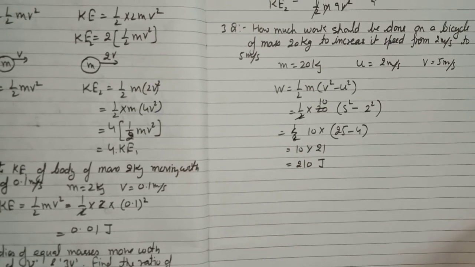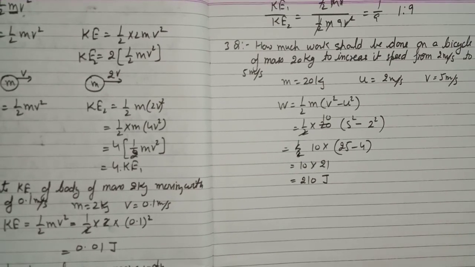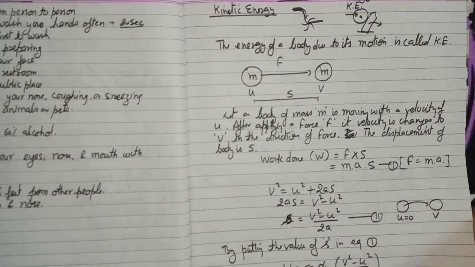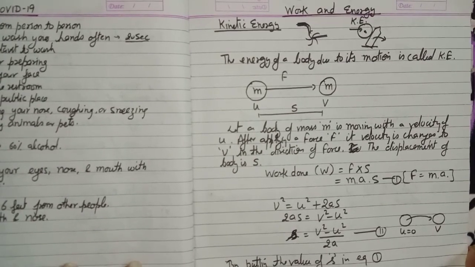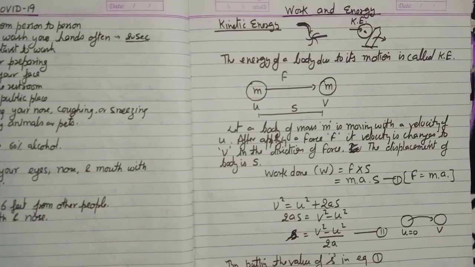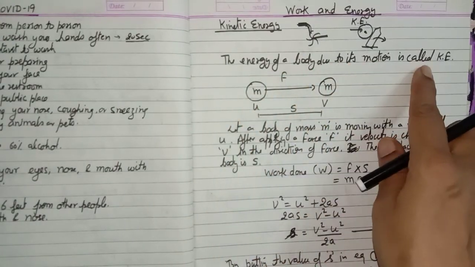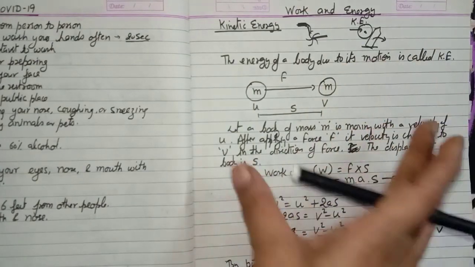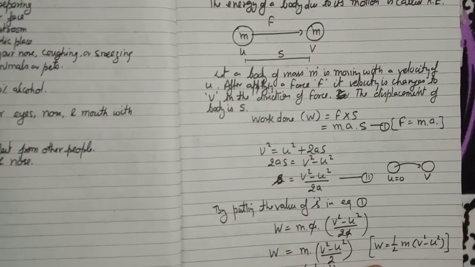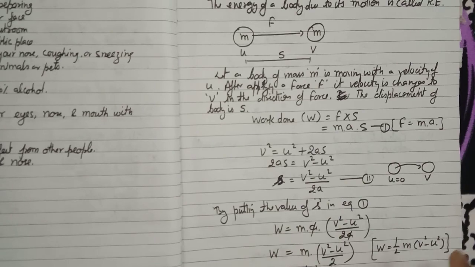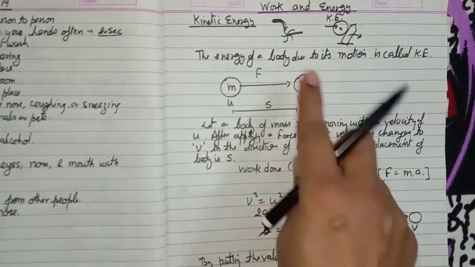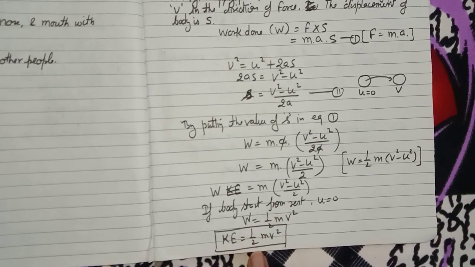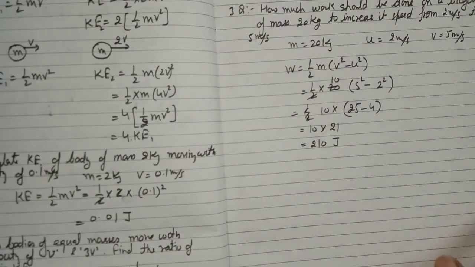These are simple numericals of kinetic energy, and this is the expression for the kinetic energy. If I ask you to write about the kinetic energy, then don't write only the definition of kinetic energy. You have to write the definition with all the derivation. Okay, this is all the expression for the kinetic energy. If someone asks you for the kinetic energy, you have to write all this up to here. Kinetic energy equals 1/2 mv². Okay, these are some simple numericals.